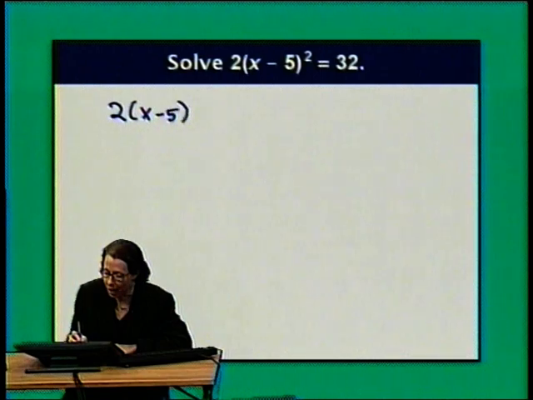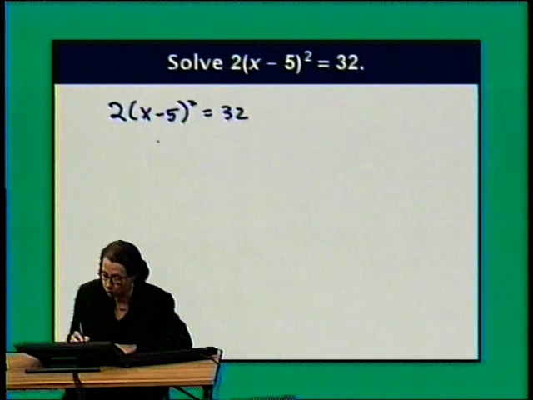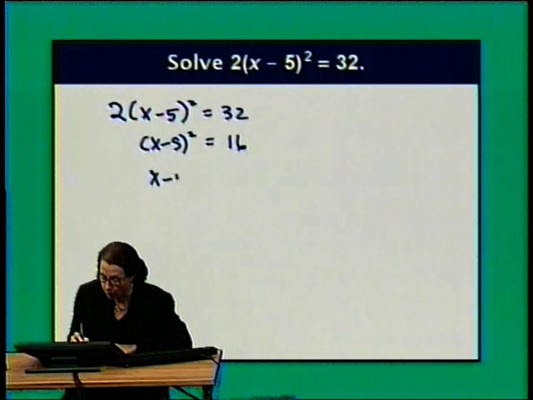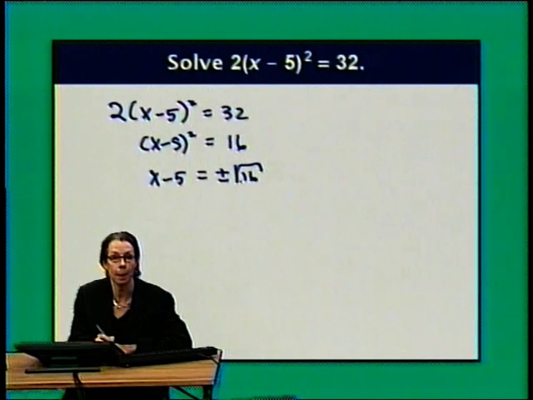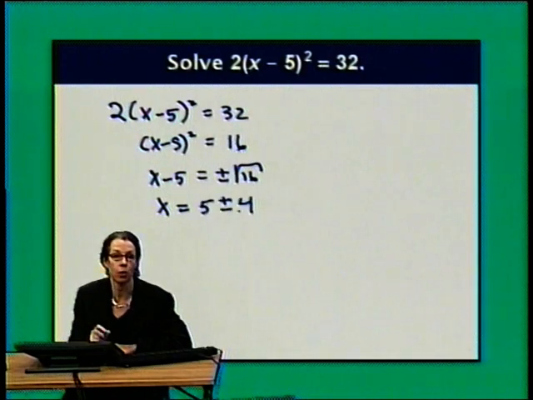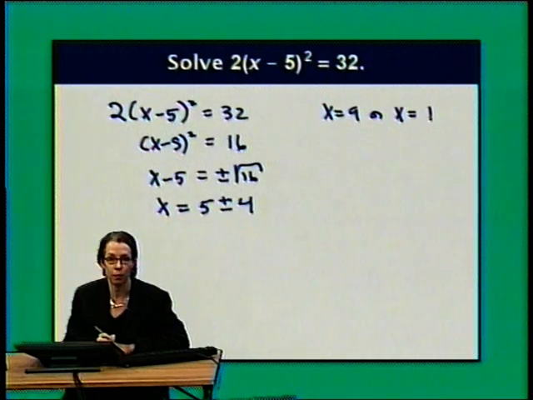So I'm going to start by isolating my square, which is x minus 5 in this case. So dividing both sides by 2, I have x minus 5 squared equals 16. Now applying the square root property, I know that x minus 5 equals plus or minus the square root of 16. So this gives me two solutions. x equals 5 plus or minus 4. So x equals 9 or x equals 1.